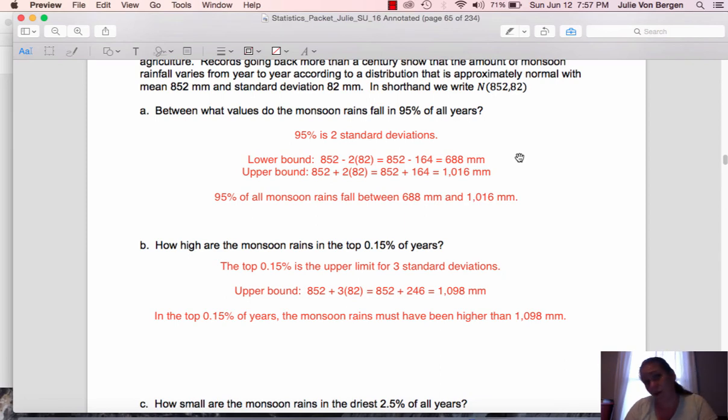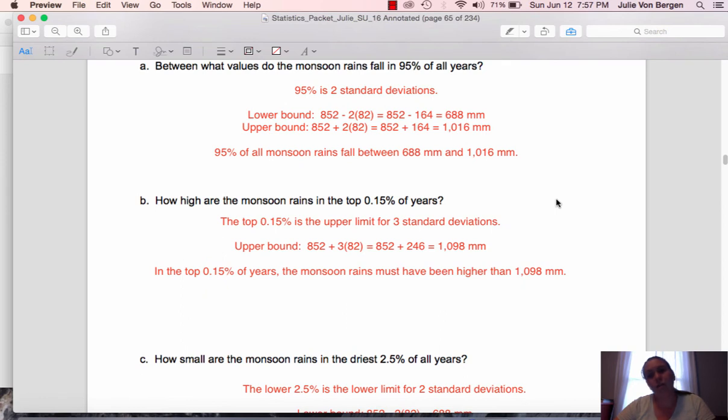Similarly, for the upper bound, we're going to start with the mean, add 2 times the standard deviation, and end up at 1,016 millimeters. So we can say 95% of all monsoon rains fall between 688 millimeters and 1,016 millimeters. So they use this data to figure out if certain years are extreme values. They do similar in California when they try to determine if we're in a drought. We look at the 68% range, the 95% range, and try to figure out, are we in an extremely dry or an extremely wet year?